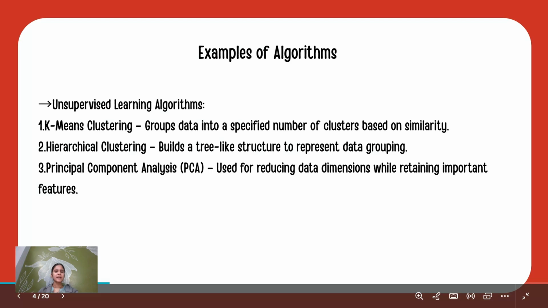Examples of unsupervised learning algorithms. First one is k-means clustering, which groups data into a specified number of clusters based on similarity. Second one is hierarchical clustering, which builds a tree-like structure to represent data grouping. Third one is principal component analysis, PCA, used for reducing data dimensions while retaining important features.